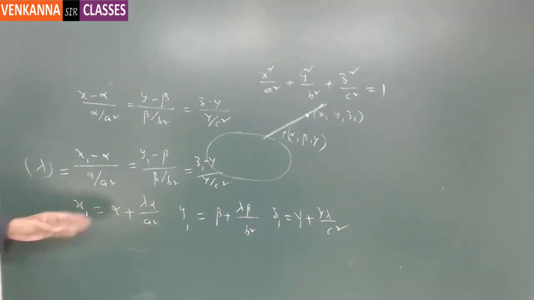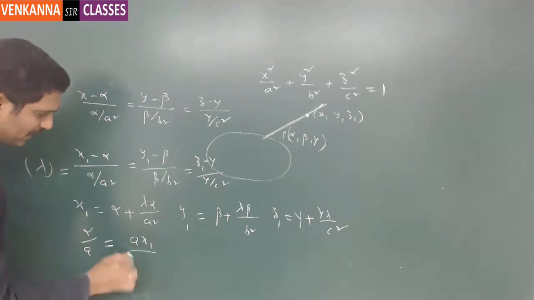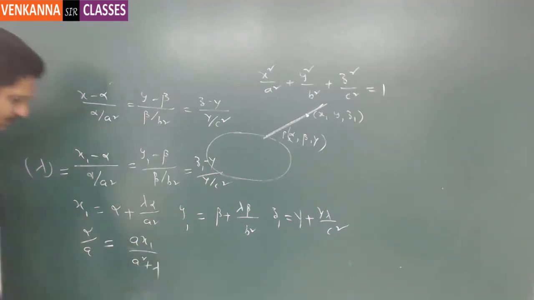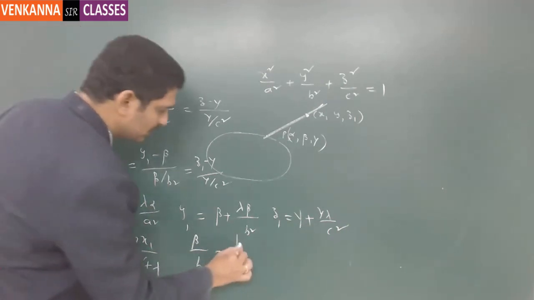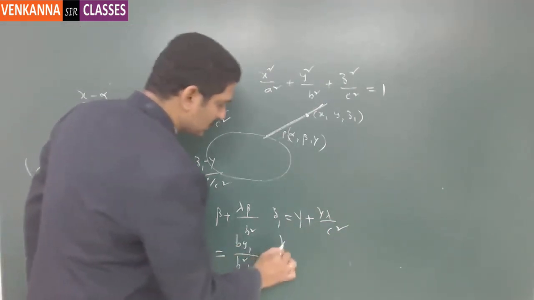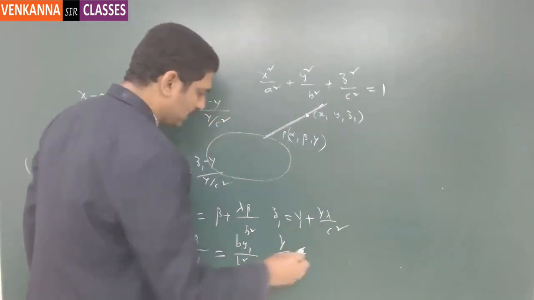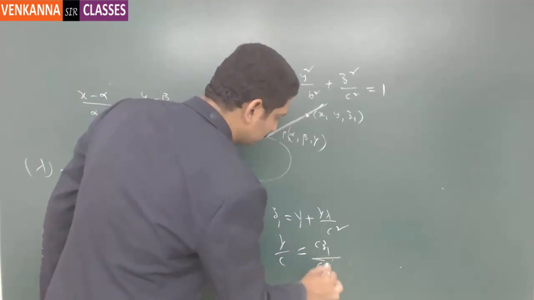Now, if you simplify this value, we will get alpha by a equal to a x1 by (a square plus lambda). Beta by b is equal to b y1 by (b square plus lambda). Gamma by c is equal to c z1 by (c square plus lambda).